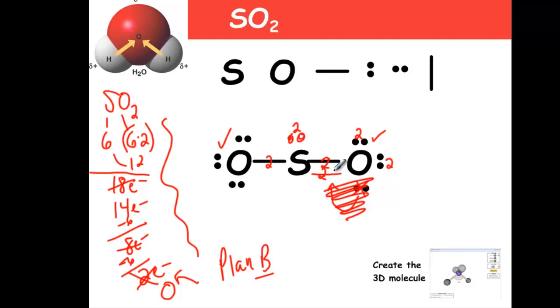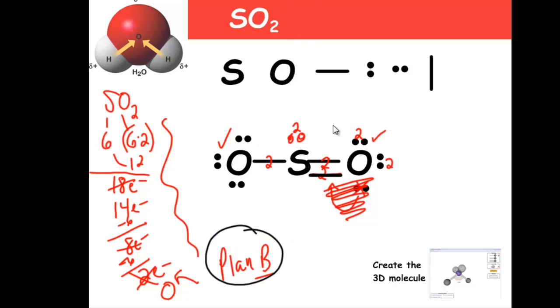Instead, it's been turned into a double bond. So we can just replace that with a nice looking bar here. So that's how you know whether or not to make double bonds. You keep track of your electrons and you realize, uh-oh, I'm short. My center atom's not happy and I don't have enough electrons. So that's where you go to plan B, and that's where you start making double bonds.